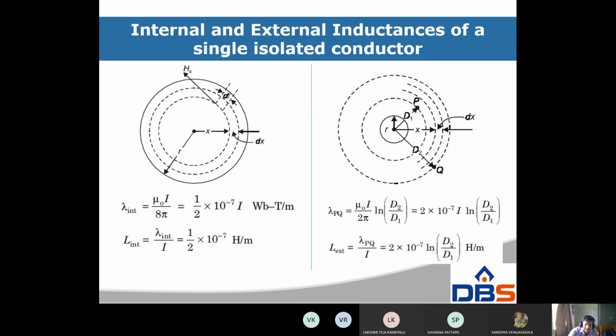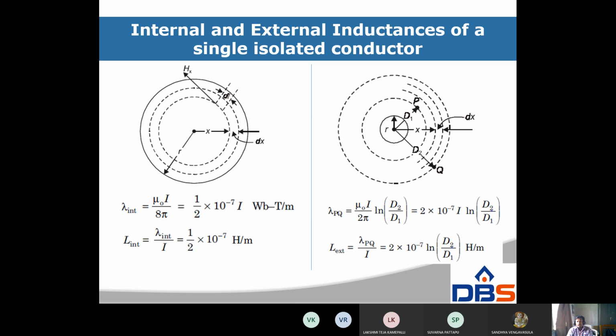For the other conductor, in a similar manner. Suppose now two conductors are there. For one conductor 2 into 10 power minus 7 ln d by r dash Henry per meter. For the other conductor 2 into 10 power minus 7 ln d by r dash Henry per meter. Now with both conductors in a loop or a circuit, L is equal to L1 plus L2, that is 4 into 10 power minus 7 ln d by r1 r2, that is nothing but r square, that is nothing but r dash. So 4 into 10 power minus 7 ln d by r dash Henry per meter.